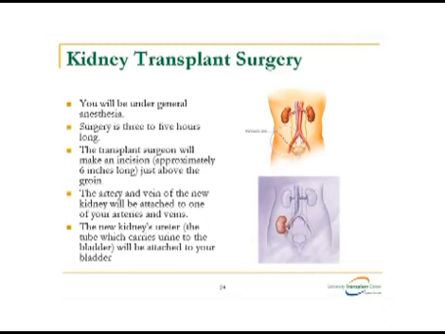The surgeon will make an incision approximately 6 inches long, just above the groin. The artery and the vein of the new kidney will be attached to one of your arteries and veins. The new kidney's ureter, that is the tube which carries urine to the bladder, will be attached to your bladder, as seen in the picture.